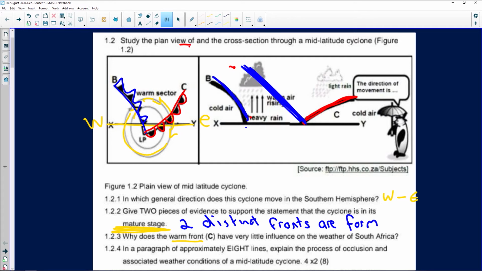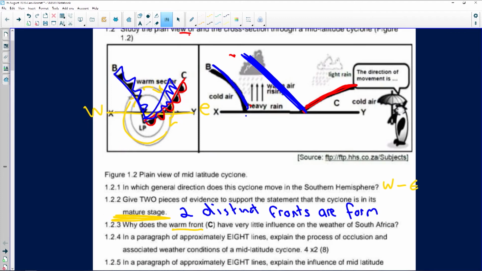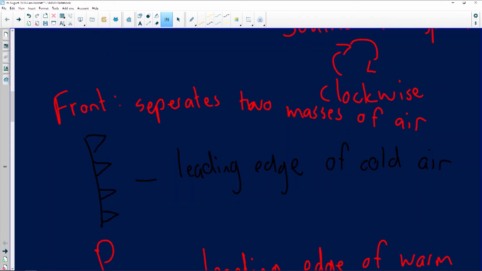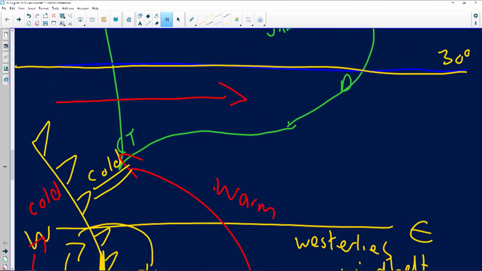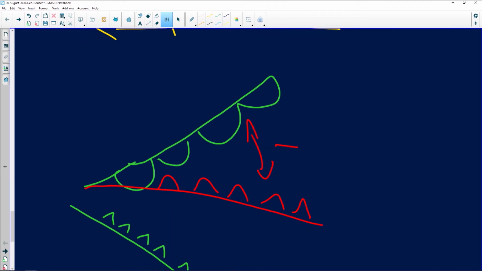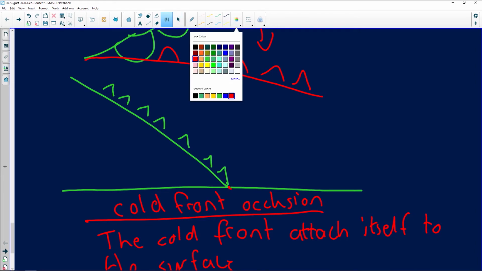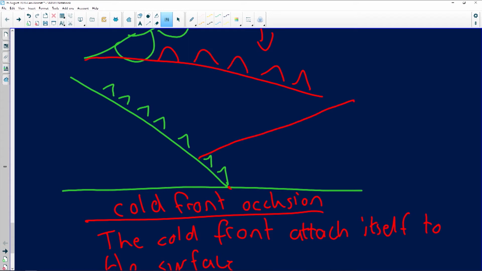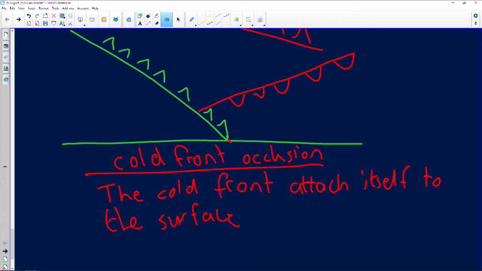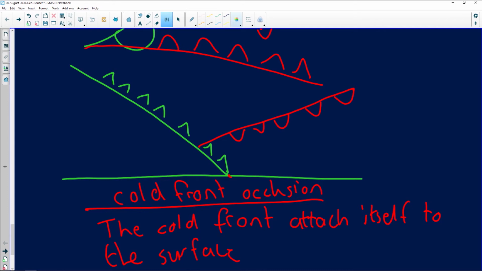So the cold front has caught up with the warm front, like I've mentioned. The cold front is now right there, close to the warm front. It's caught up with it. Now, a cold front occlusion is when it eventually caught up with the warm front. Let's just get back to my diagram. So the cold front has caught up with the warm front. Basically what happens, a cold front occlusion is when the cold front attaches itself to the surface and the warm front attaches itself to the cold front as such. Okay. Now, the reason being for it, and I'm just going to fill it in here.